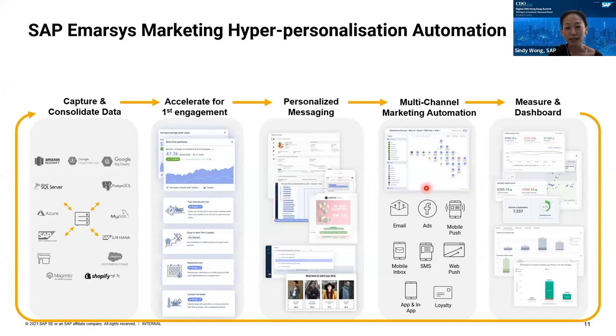Once we have that, all the dashboards on measurement and ROI will be displayed immediately without any further customization. So this is the power of our marketing engine. And the implementation is also very, very quick. We're talking about 2 to 3 months.